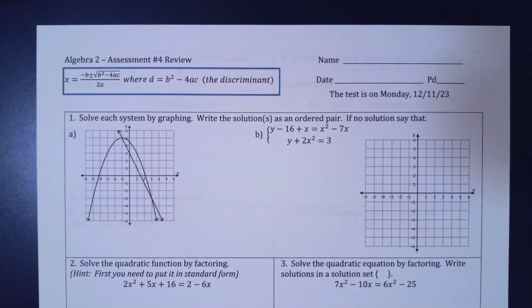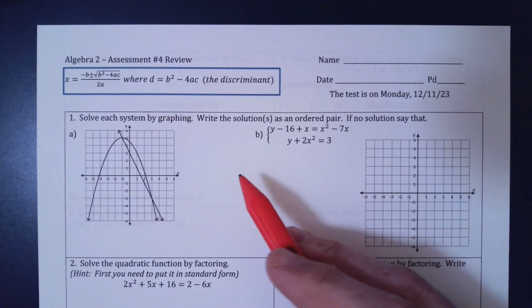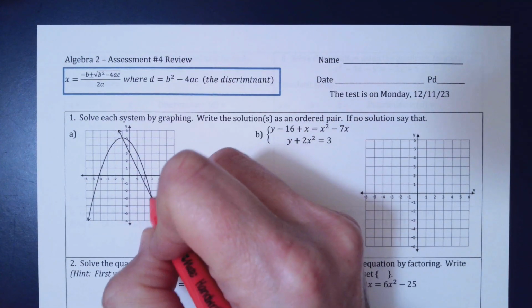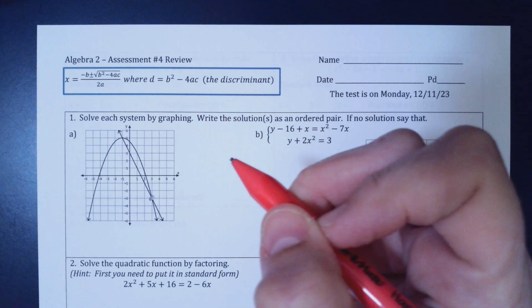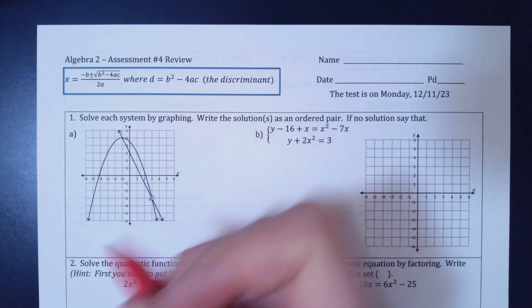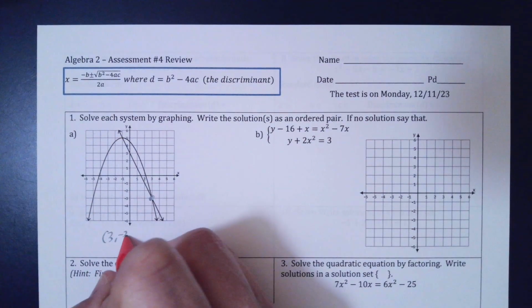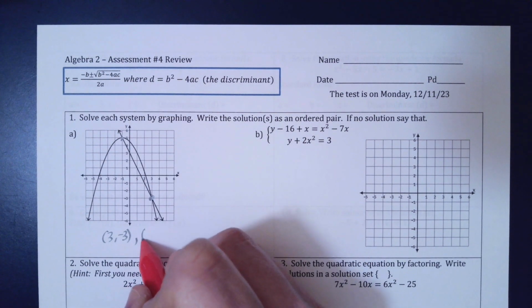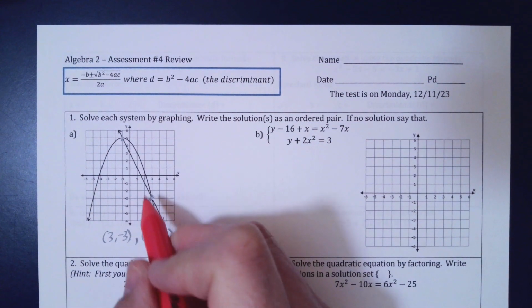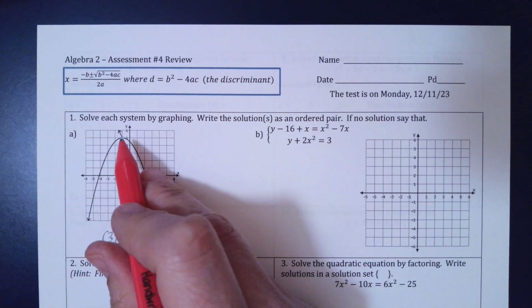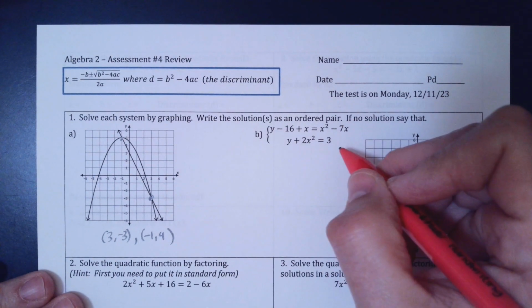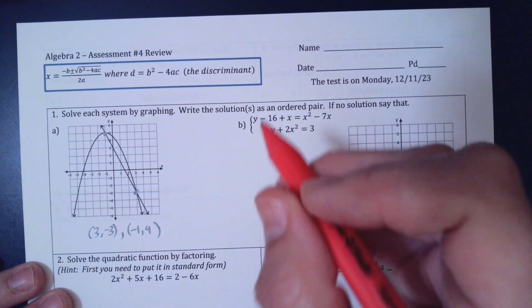All right, so for these two problems up here, we're going to do them by graphing like it says. This one, you are given a graph, so you can literally see that the solution set is (3, -3) and also (-1, 4). Remember, you are not looking for x-intercepts, you're looking for where the graphs intersect, and you can put these in any order. Here you're going to have to solve for y so you can graph them.